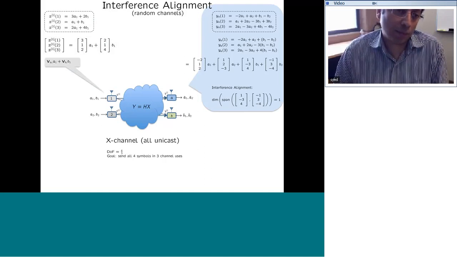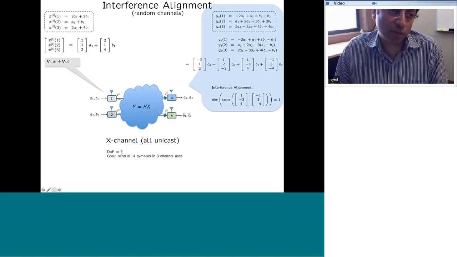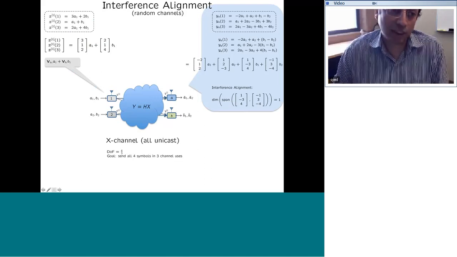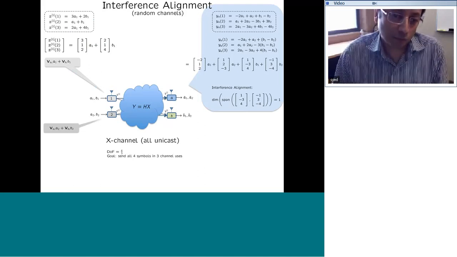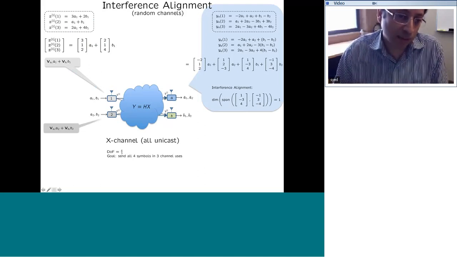So in a short, more compact notation, we will say that the transmitter has a choice of the beamforming vector, and along that vector, he can send the symbols. He can choose 2 vectors along which to send the 2 symbols. Similarly, to keep things from getting too cumbersome, I didn't go into the detail of transmitter 2, but transmitter 2 is also doing the same thing. It's choosing 2 vectors along which to send the 2 symbols A2 and B2.